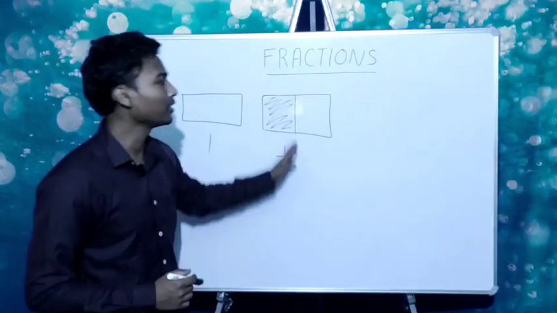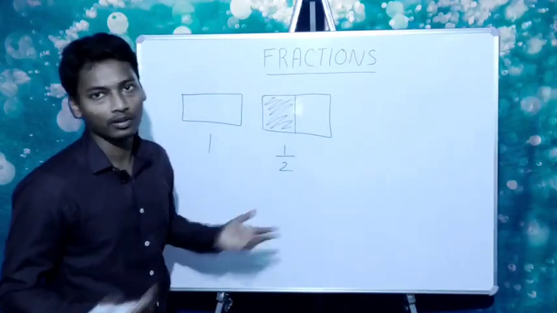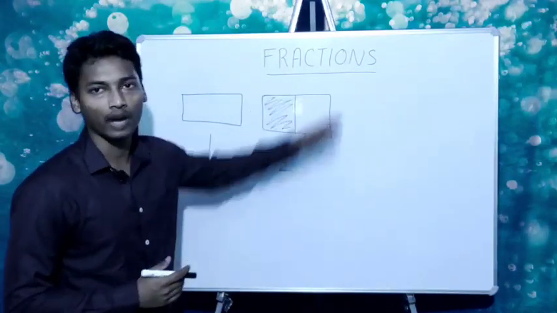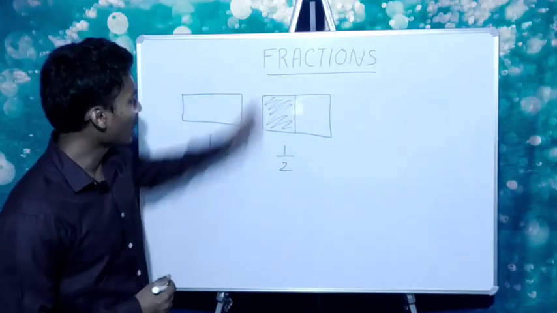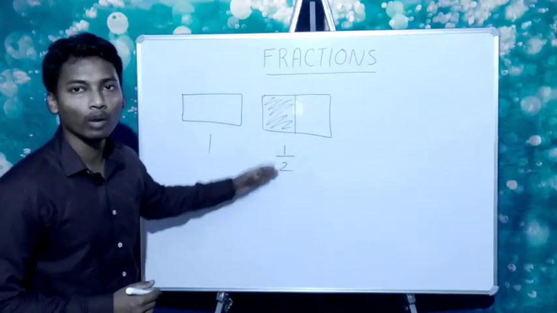If I divide anything into two equal parts, that means we have one half and the other half, right? So half can be represented as 1 by 2.